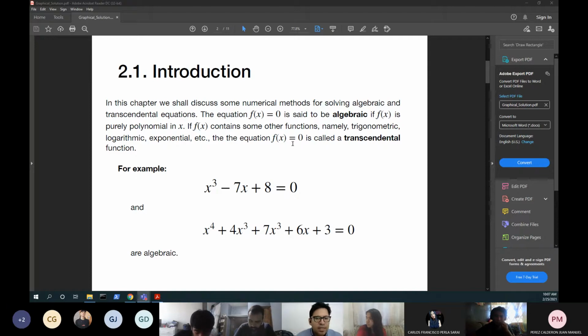So in general, if we say that f(x) contains some other functions, as I said, it could be trigonometric, logarithmic, exponential, etc., the equation f(x) equal to 0 is called a transcendental equation, okay?